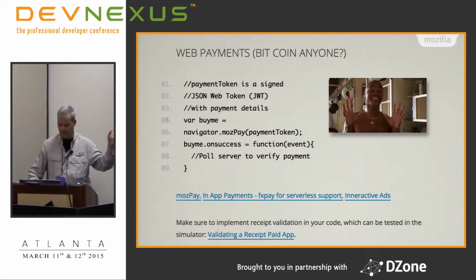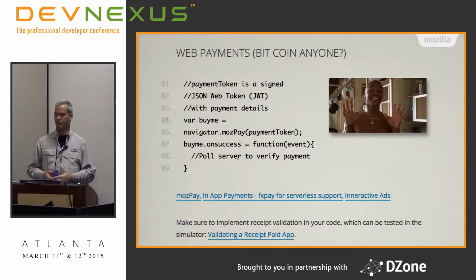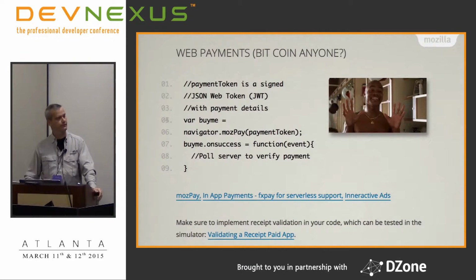I put some links in here for each one of them. I'm not going to spend too much time talking about it, but I will say the MozPay API is a real simple API used for actually putting it in your code and selling your app or selling your feature. Maybe you want to add a level to your game or something like this. We have this FXPay wrapper library that simplifies it a little bit, so you can take a look at both of those. And then I put a link in there for validating a receipt.